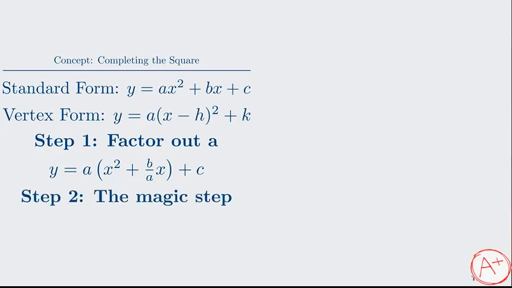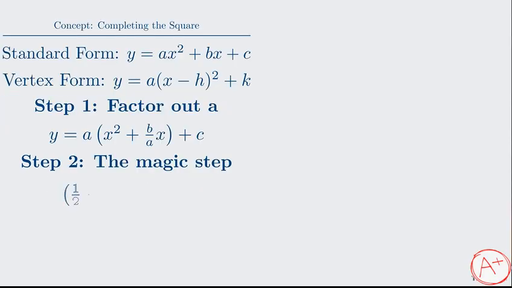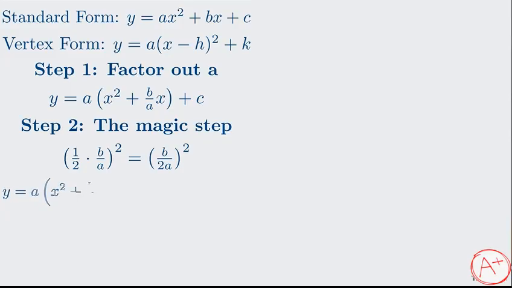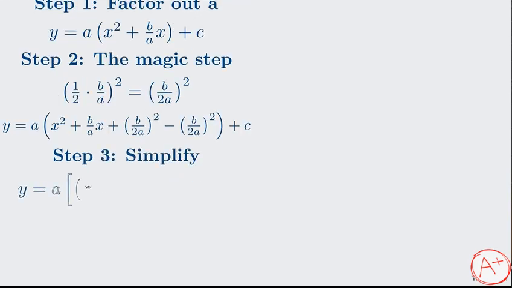Now, we add and subtract the square of half the coefficient of x inside the parentheses. Since our coefficient is b over a, half of that is b over 2a. We square this to get b squared over 4a squared. By adding and then immediately subtracting this value, we haven't changed the expression's value, but we have created a perfect square. We group the first three terms into a perfect square trinomial, (x plus b over 2a) squared.